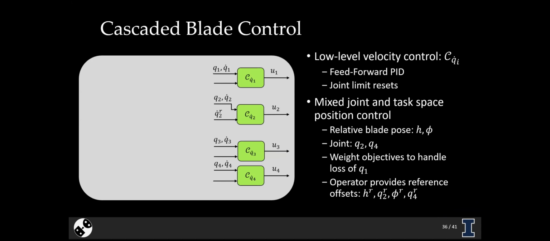And in order to do the actual smoothing operation, we need to be able to control this blade edge with respect to this plane. And the way this is accomplished is via this cascaded blade controller. And so at the low level, we have basically closed loop velocity control on each of the joints. So controlling the Q1 through Q4 joints, and these are tuned using a feed-forward PID controller. And it's important to note that the feed-forward component was really essential in making this work.